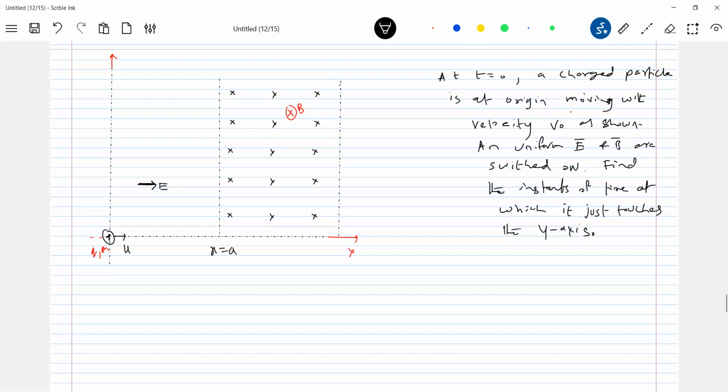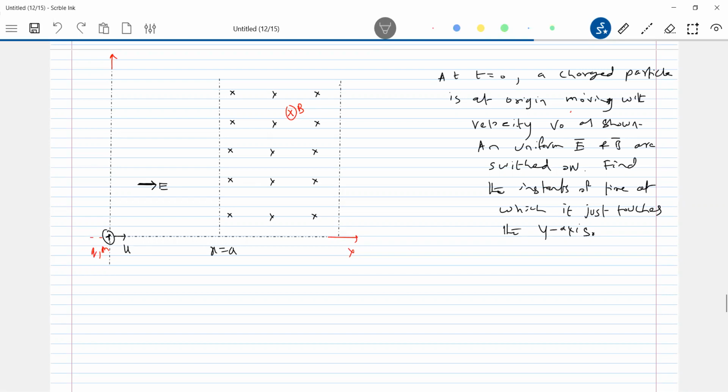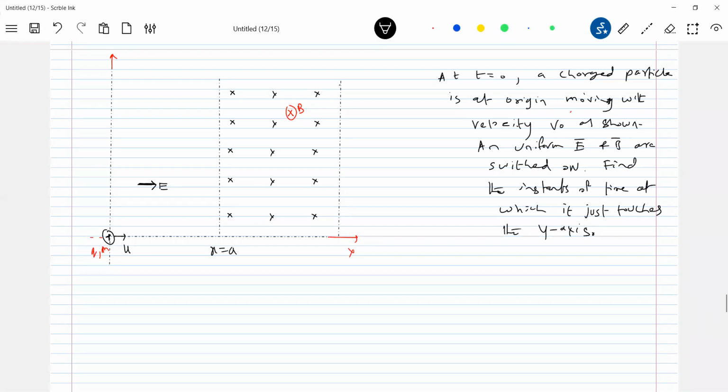The uniform electric field, directed along the x-axis, is confined from x equal to 0 to a. What is the magnetic field? For x greater than a, the magnetic field is present. I think the books give no further description. E is non-zero for x less than a, and B is non-zero for x greater than a.